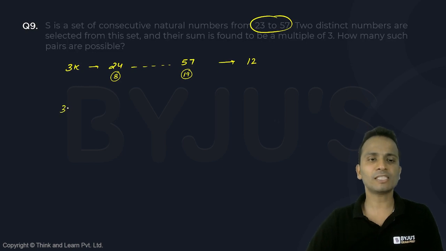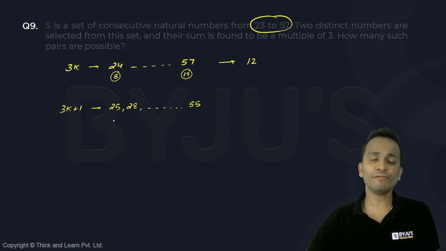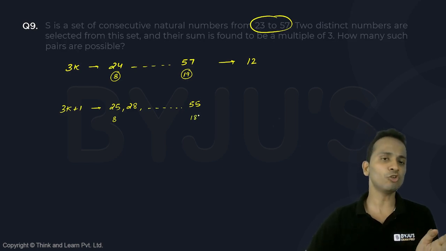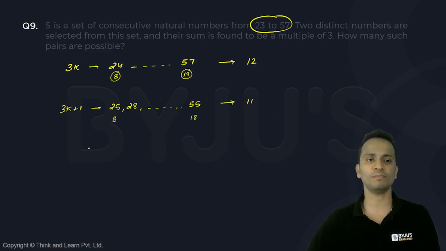Okay. Now next is the numbers of the form 3k plus 1. So the first number of this form is 25 and the next number will be 28. Obviously there will be a gap of 3 and the last number will be 55. Okay. So 25 is 24 plus 1, that means 1 more than the 8th multiple of 3. And this is 54 plus 1, 1 more than the 18th multiple of 3. So 8th and 18th, I need to remove the first 7. So 18 minus 7, that is 11 numbers are of this form.